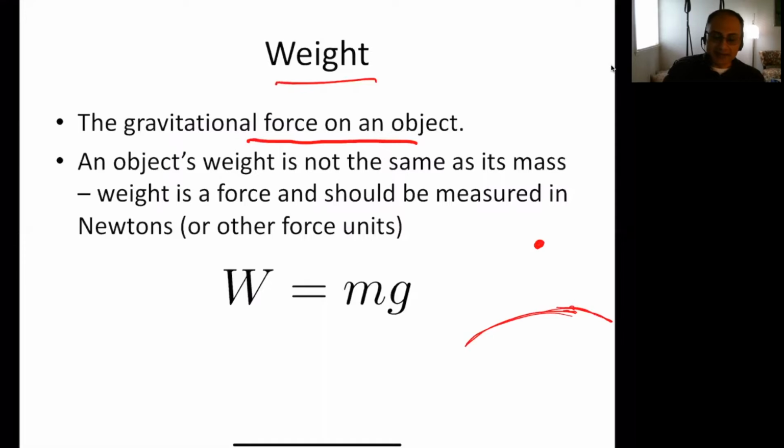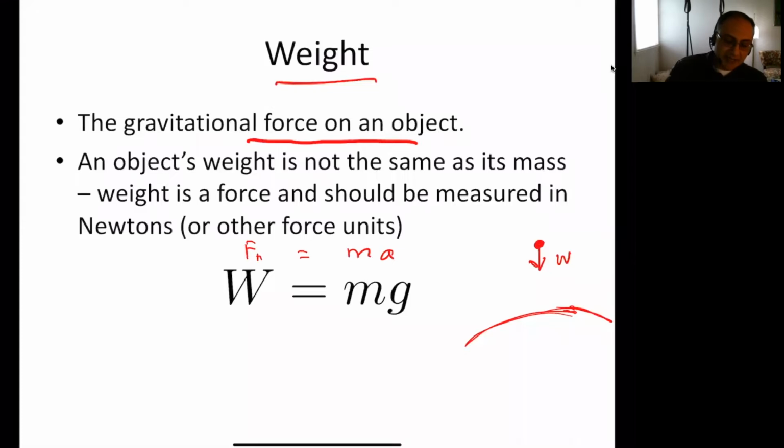We'll ignore air resistance for now. So the ball will be feeling a gravitational force in the downward direction. That gravitational force is called the weight of the ball. We can use Newton's second law to calculate that immediately. So we know the acceleration of the ball, right? The acceleration of the ball is going to be 9.8 meters per second squared if there is no other force acting on it. So force equals mass times acceleration.